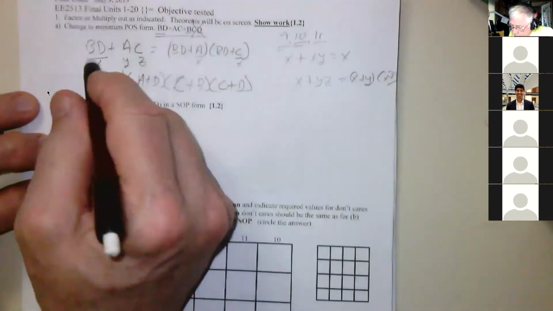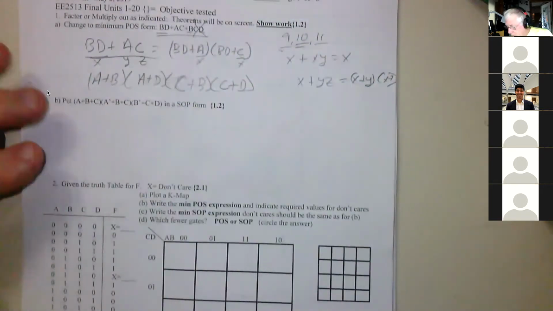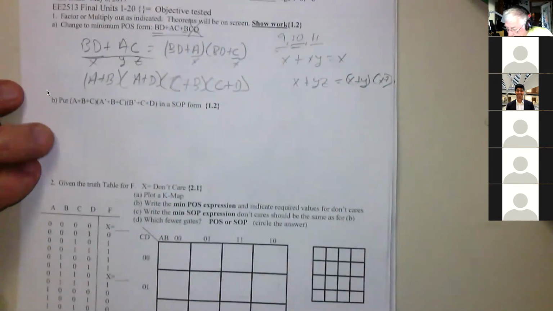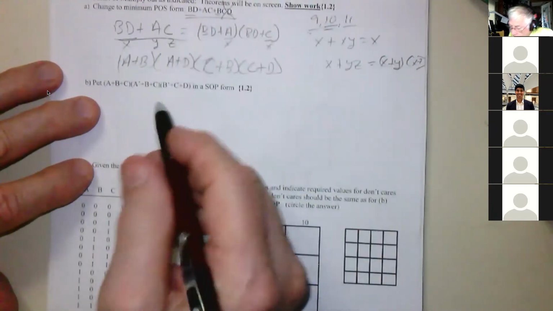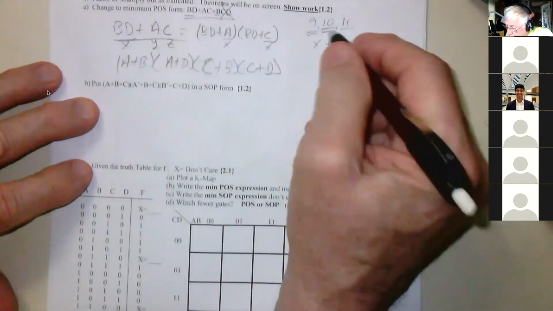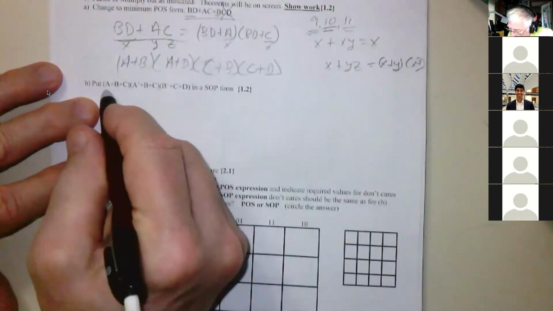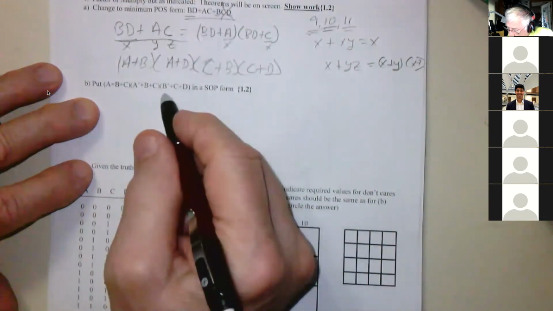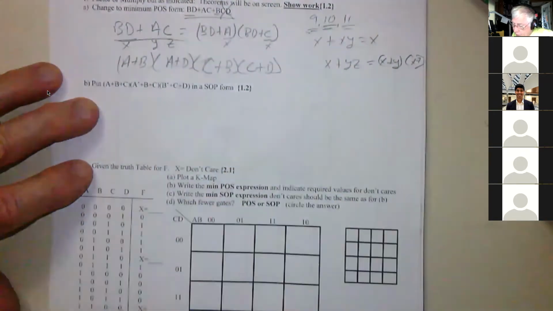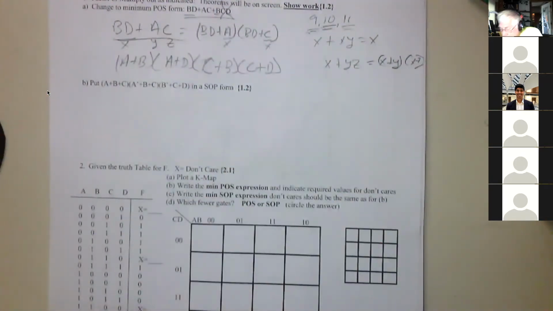So we went from two terms to four terms in that case. Sometimes you wind up with more terms, sometimes you don't. And then let's look at this one. Same thing. The first thing we'll do, we'll see if we can apply rules 9, 10, or 11. So we have A plus B plus C, A prime plus B plus C, B prime plus C plus D. Can we combine terms? Can we eliminate a term? Can we eliminate a literal?